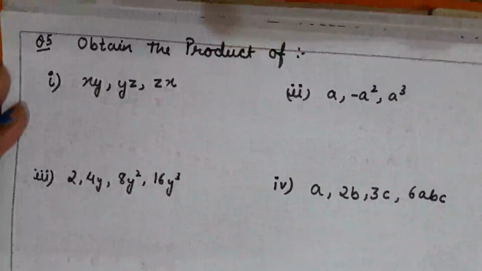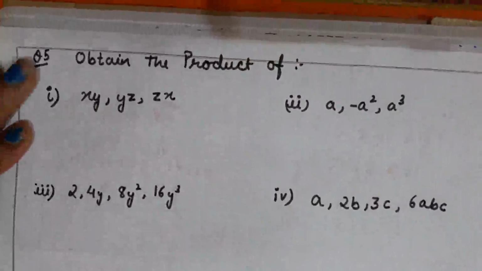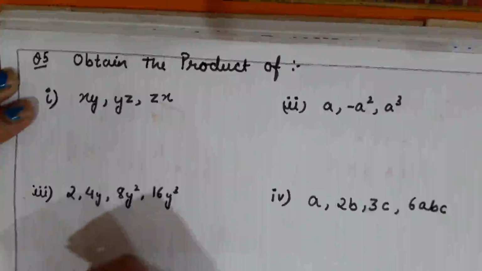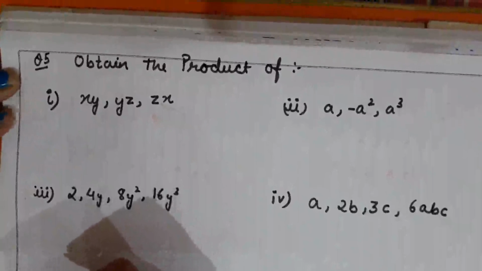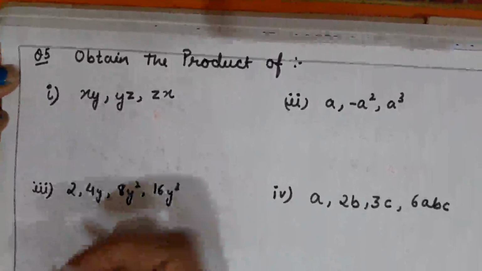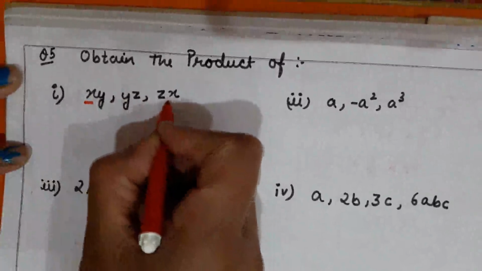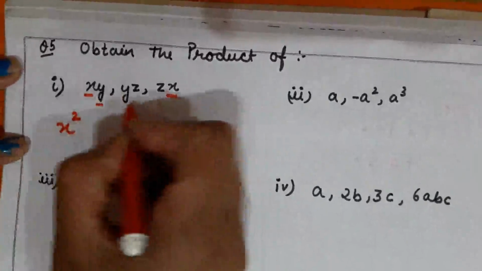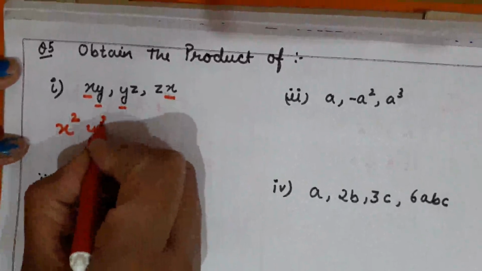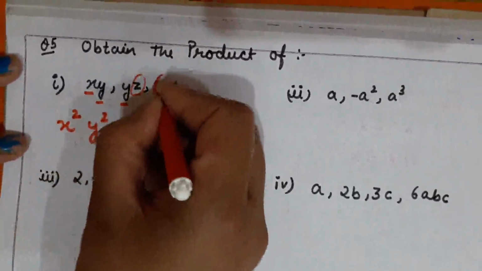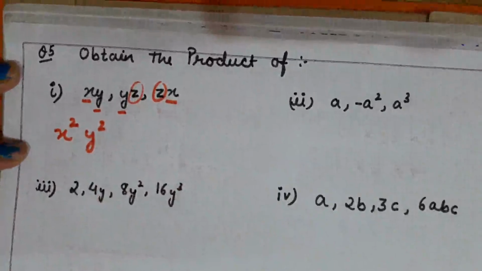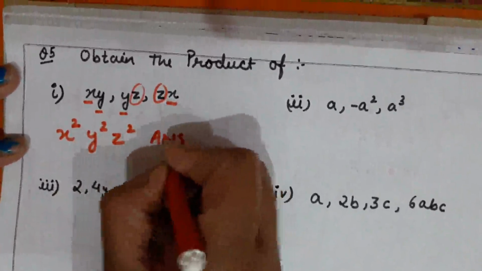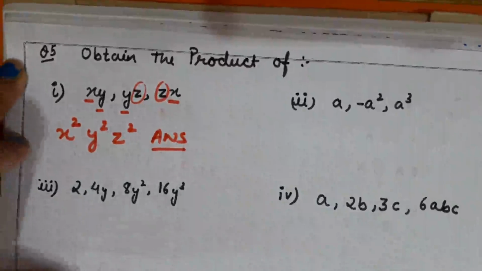Now in question number 5 also you have to do product. So again we have to check the variables, whether we are having same variables or not. If we are having same, you have to add the power. So here x, here x. So it means x square you can write. Then y is here, you can write y square. And z is there and z is there. It means both are having one power. We can write z square. So in this way you can multiply and write the answer.